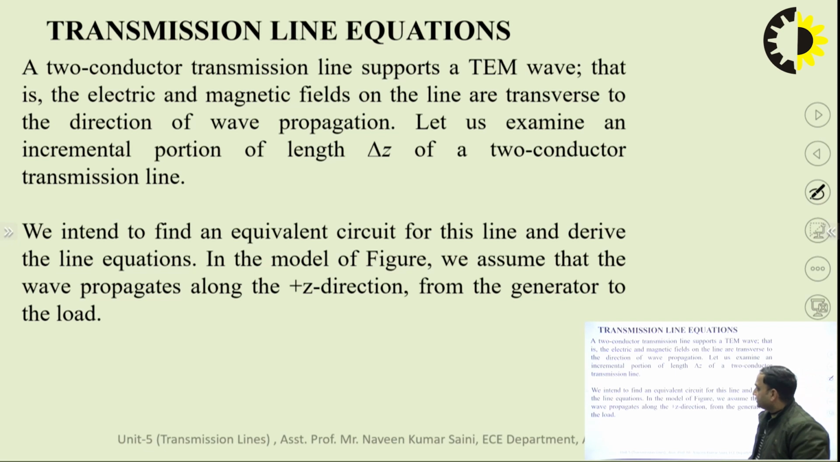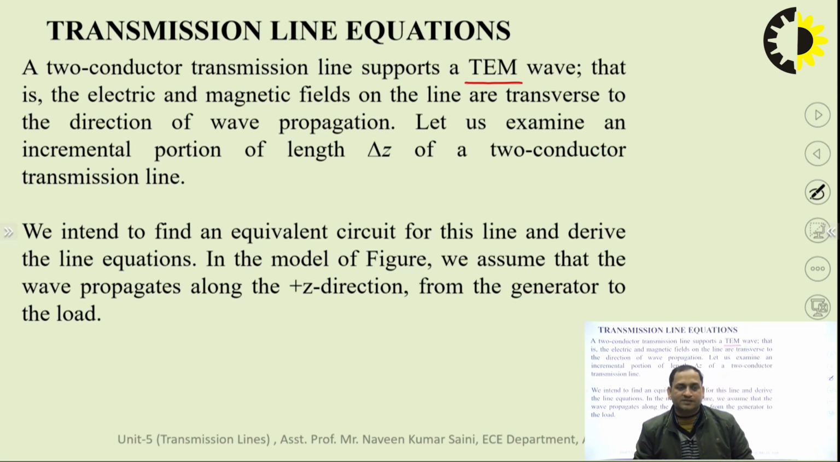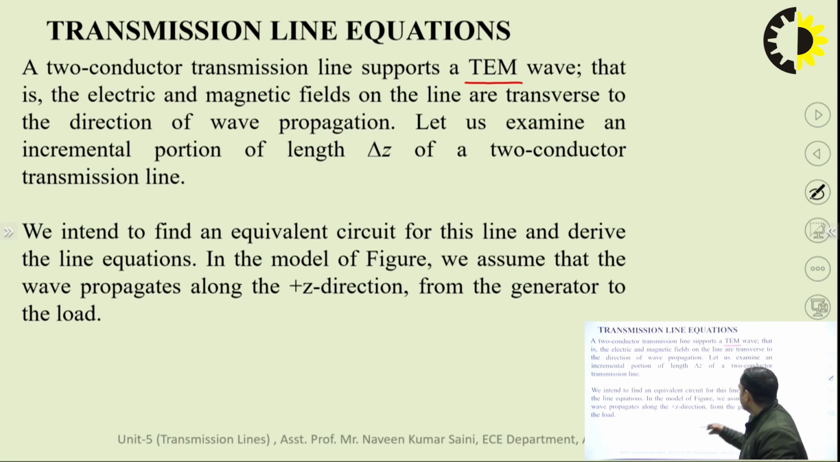The two conductor transmission line supports the TEM wave, right, transverse electromagnetic waves. That is, the electric and magnetic fields on the line are transverse to the direction of wave propagation. The significance is that when the direction of the wave propagation is in the x direction, then the E or H component will be in the y or z direction. So, here we are just analyzing the transmission line.